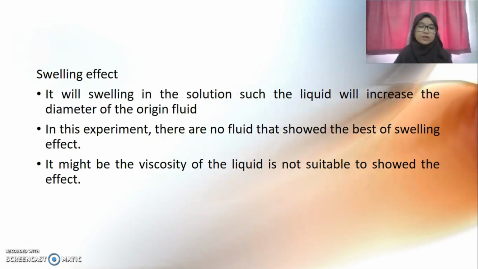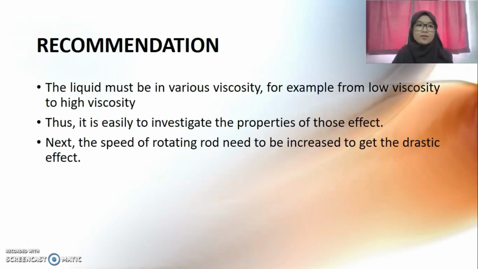Okay, for the recommendations, the first one is that the liquid must have various viscosities, for example from low viscosity to high viscosity, so that it is easier to investigate the properties of the effect, whether Weissenberg, chaos or swelling. Next, maybe we need to speed up the spinning rod to increase the speed, as it will give a more drastic effect.